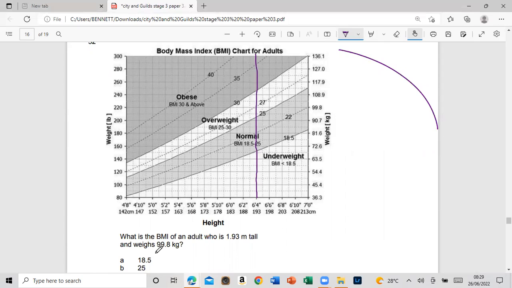Let's see the weight now. 99.8. Oh, it's in pounds. Let me read it here again. Just to tell you, guys, you have to convert because this is in pounds, right? So we have to convert this 99.8 to pounds. You multiply by 2.2.